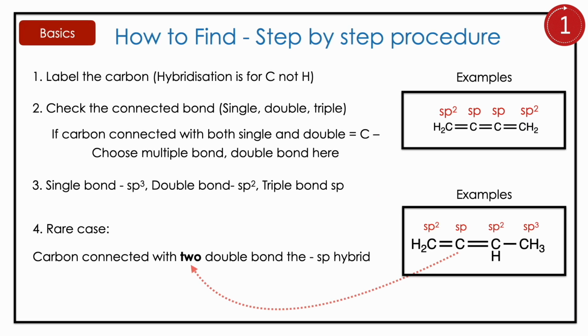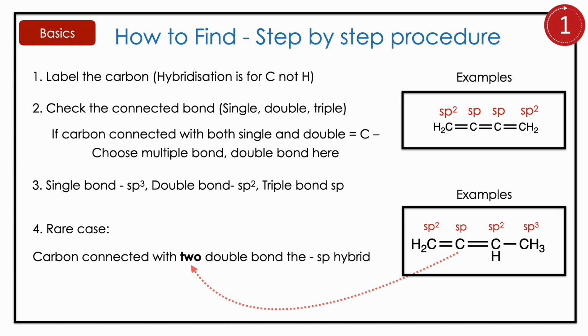Then the step by step procedure. How do you find the hybridization? The first step is you should label the carbon. Hybridization is for carbon, so you should choose which carbon. Then check the connected bond, single, double or triple. Single means sp3, double means sp2, triple means sp. Always choose the higher bond order. You will get the proper one.